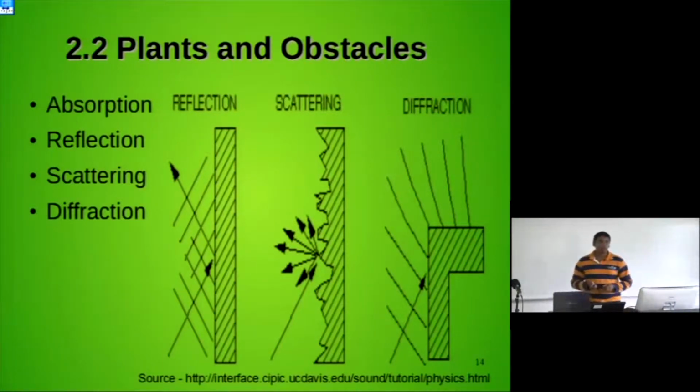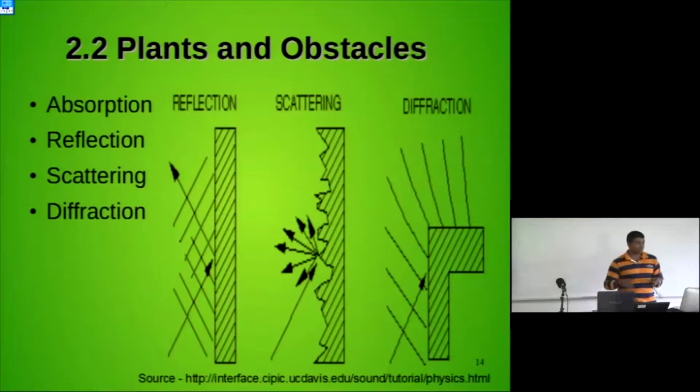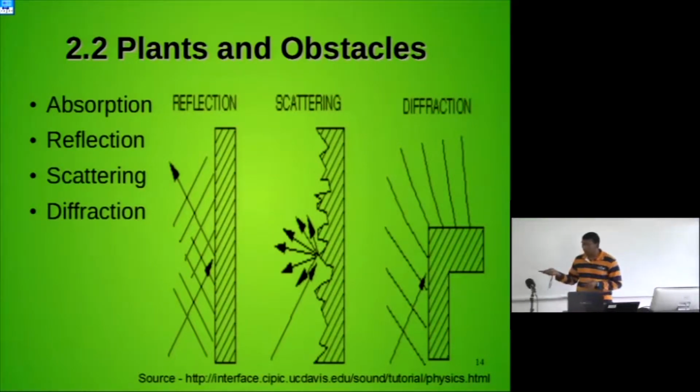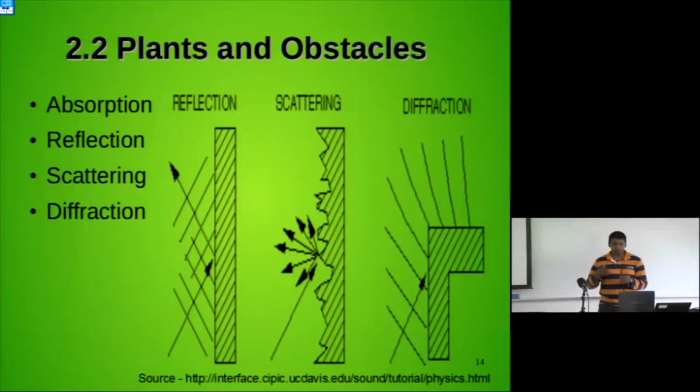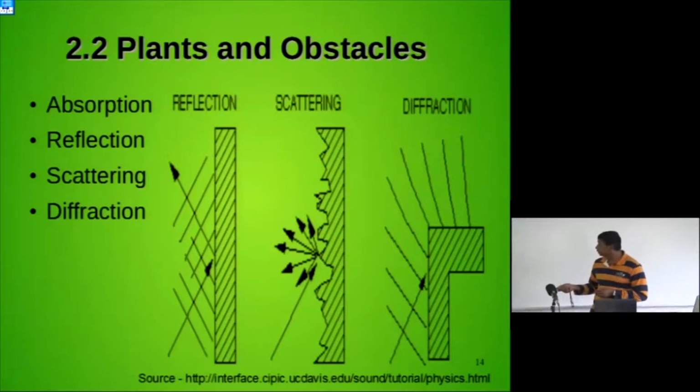Reflection, where the sound emitted, as you saw the robot emits the sound, and when the sound is emitted, it can be reflected from the plants, or it can be scattered. Scattered means the sound hits the plant and is scattered in different directions. And the sound can be diffracted. Diffracted means when you have an obstacle, sound tends to bend near the obstacle. That's the diffraction.